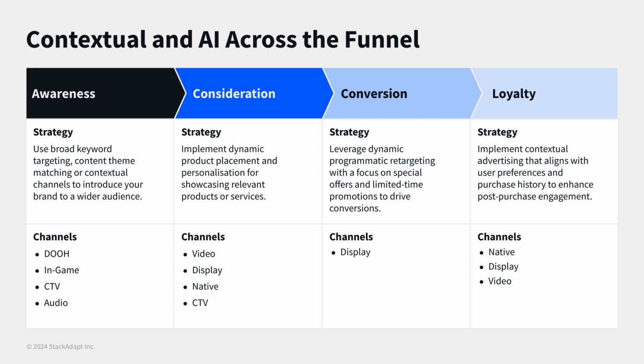Integrating contextual and AI across the marketing funnel can significantly enhance the efficiency and effectiveness of our strategy. For each step of the user journey, we suggest different channels. In the awareness stage, what we want is to use broad keywords and reach a large number of users so that our brand can resonate with them. The channels that we suggest are digital out of home, in-game, CTV, and audio.